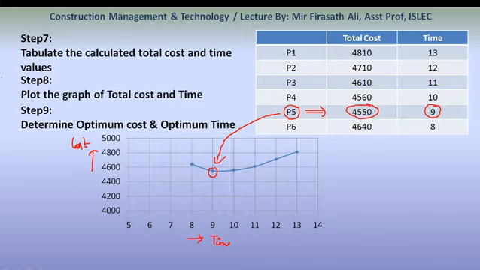So the conclusion: determine optimum cost. What is the optimum cost of our project? 4,550 rupees. And what is the optimum time? Optimum time is 9 days. So this is the final answer to our question: 4,550 is the optimum cost and 9 days is the optimum time.